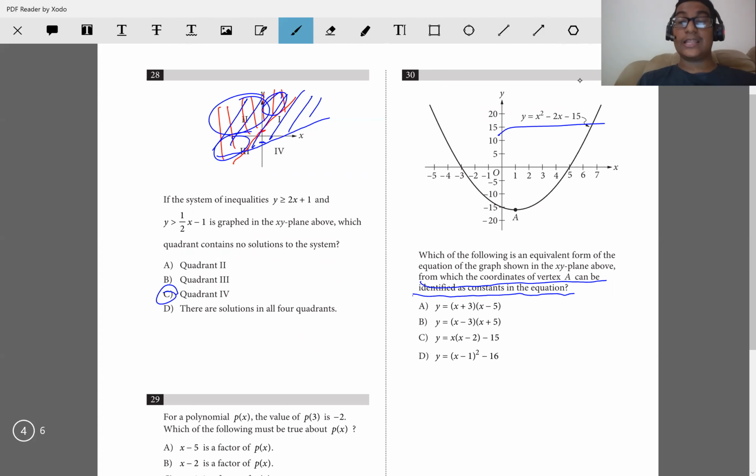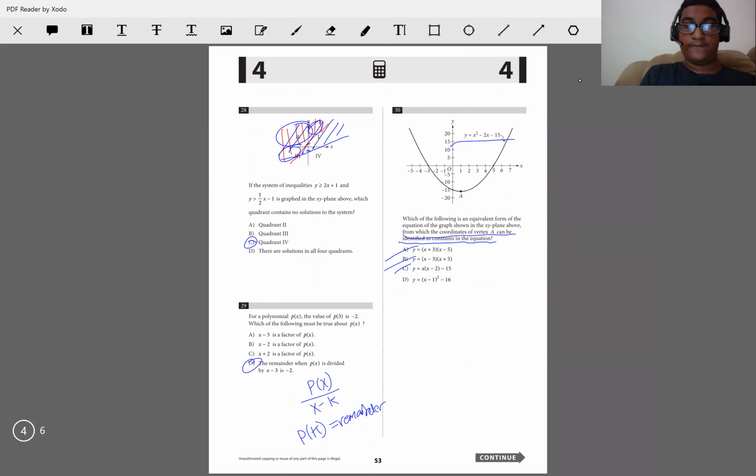This basically tells us that it wants it in the vertex form. So A and B are not in vertex form, and C is also not in vertex form. So we know the answer is D. And also it fits vertex form because the vertex shown is (1, -16), and the answer is (1, -16). So that works too. So the answer choice is D.